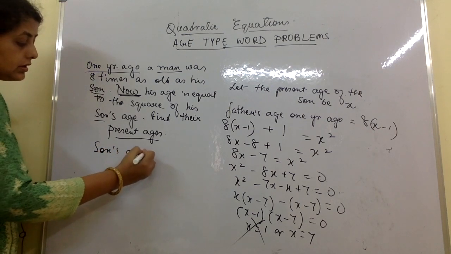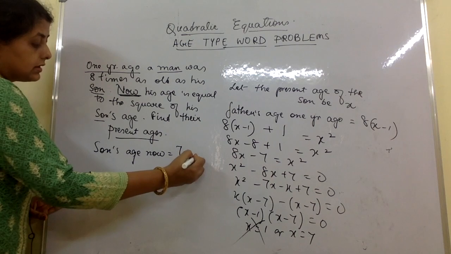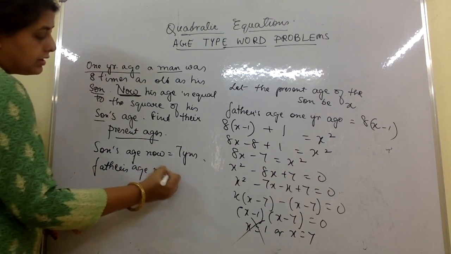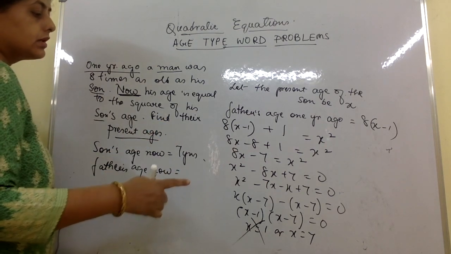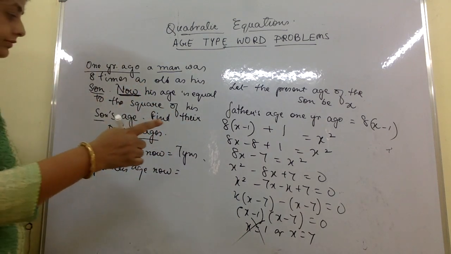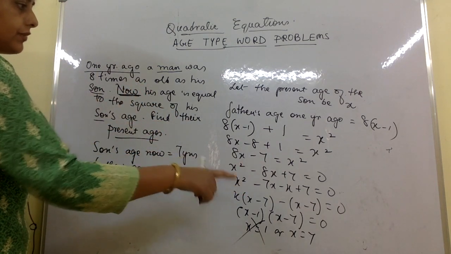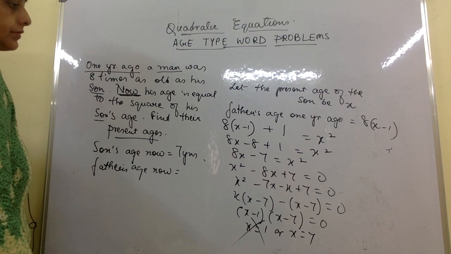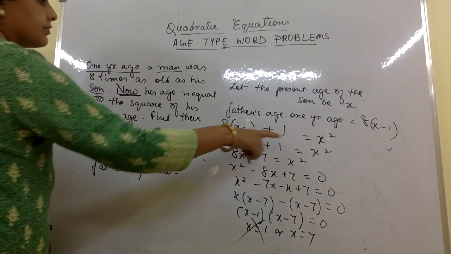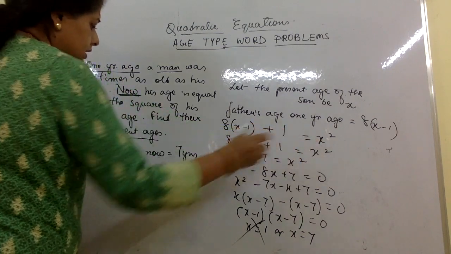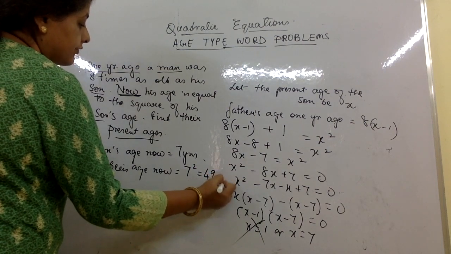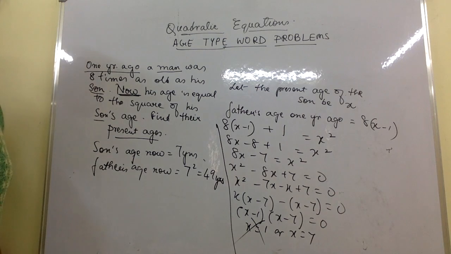Son's age now is 7 years. Father's age now is the square of his son's age. It's easier to take this. So we will take 7 square, which is 49 years. So the father is 49 years and the son is 7 years.